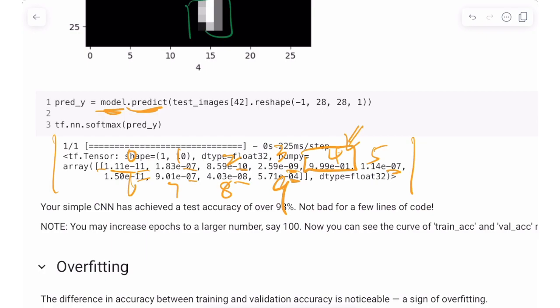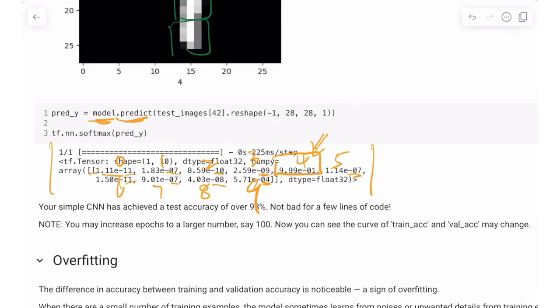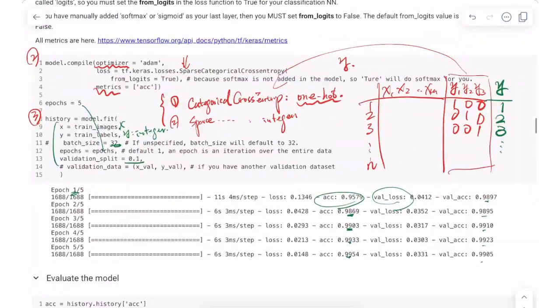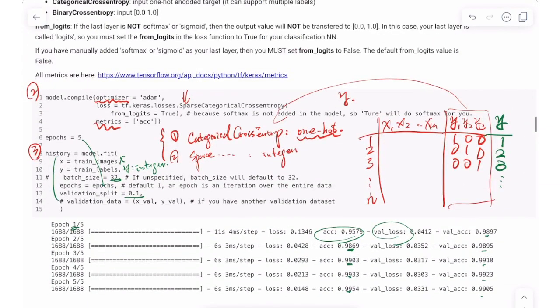This image is 4. I would like to mention something very important that maybe you did not notice. That is a very important thing. Take a look at our model. It's right here.